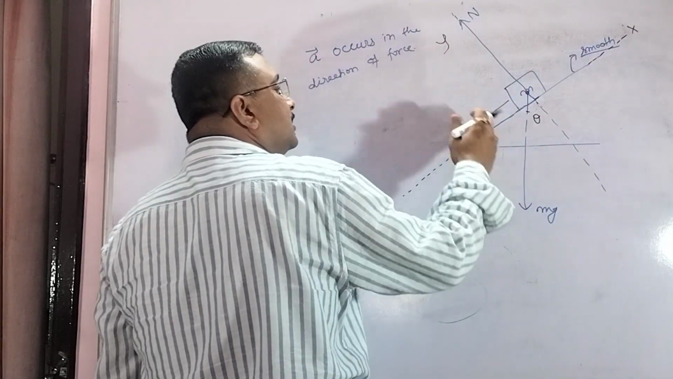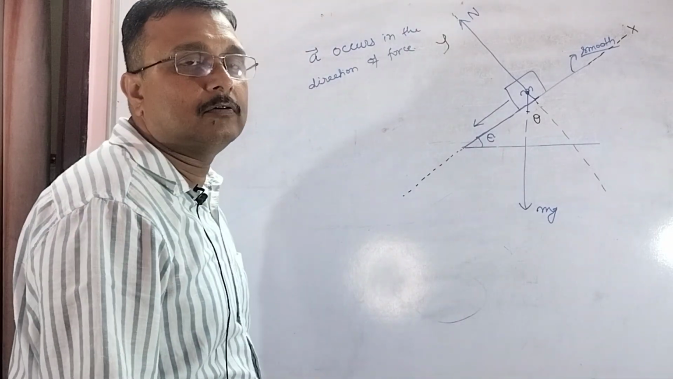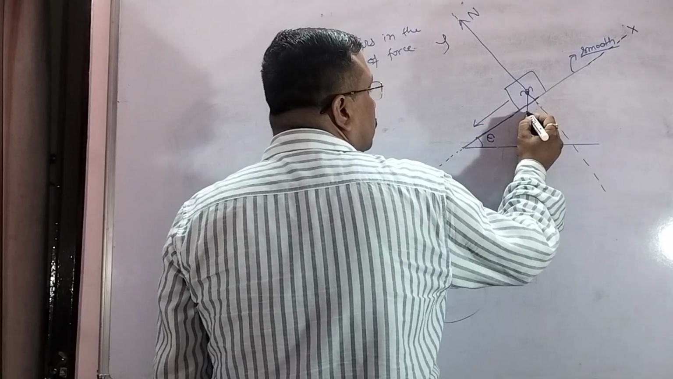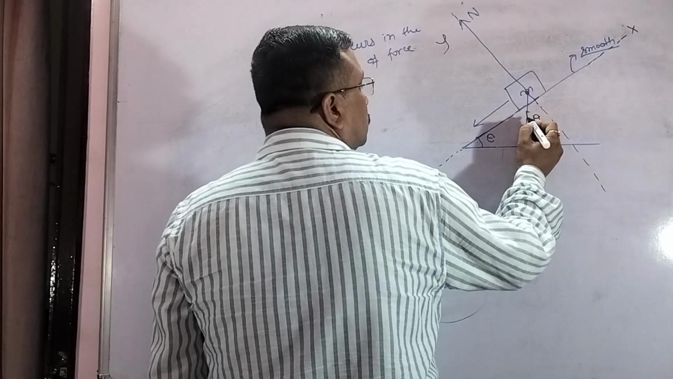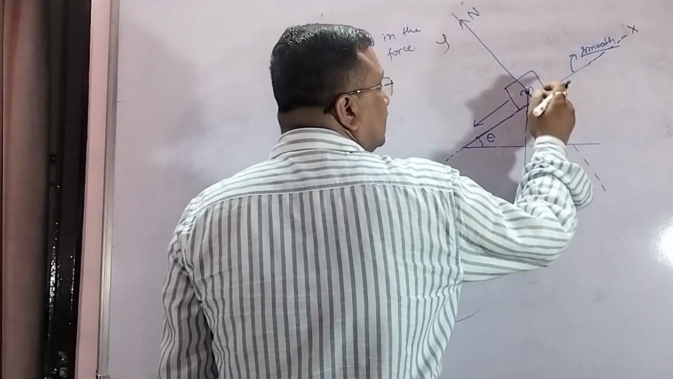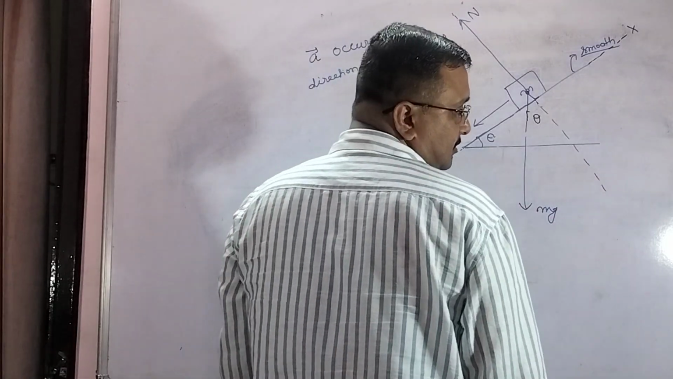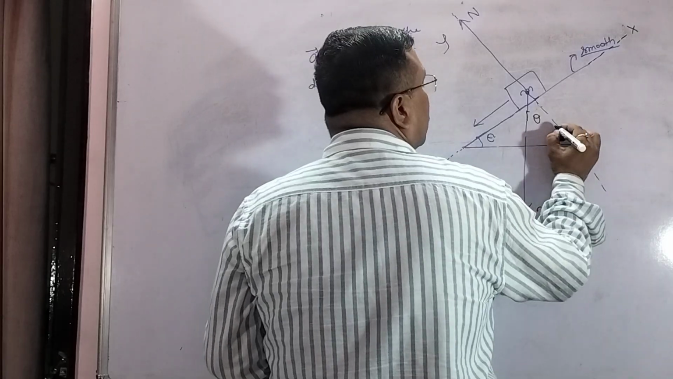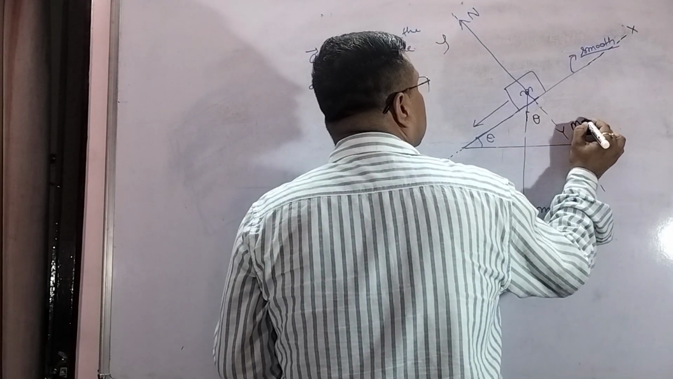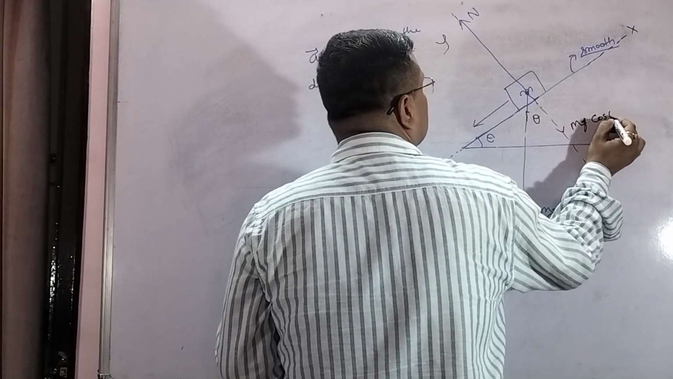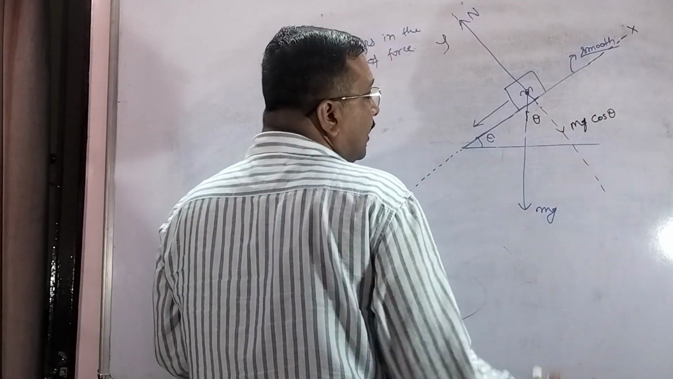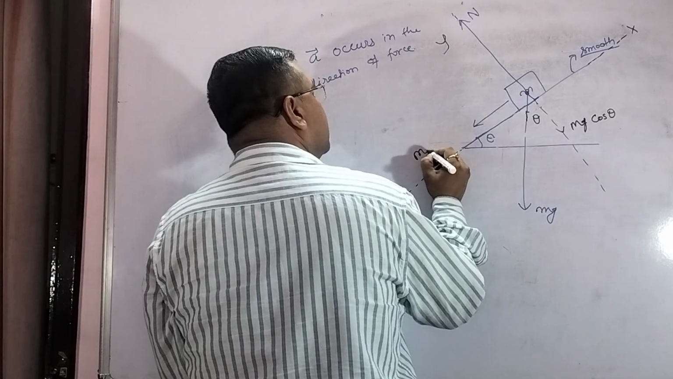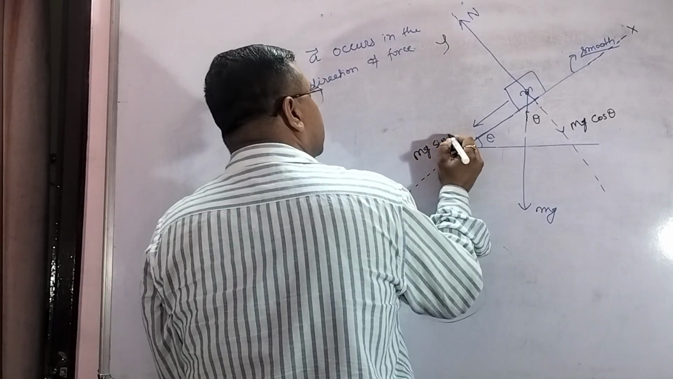So this is not on the x axis or on the y axis, so definitely we should go for breaking it into components. So mg making an angle theta with the y axis in the negative direction, so the component of this force in this direction will be mg cos theta, and in this direction the component will be mg sin theta.